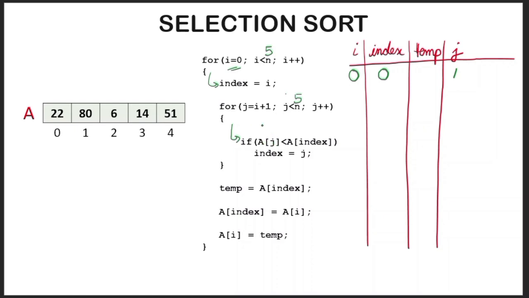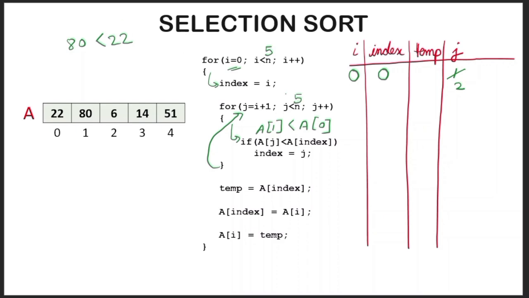If a of j, what is a of j? A of 1 is less than a of index, a of 0. So it is comparing whether a of 1, that is 80, is less than 22. No, the condition is false. So we will not enter the if body, and we will go to the inner for loop, j plus plus. Now j becomes 2. We will again check the condition. 2 is less than 5, the condition is true.